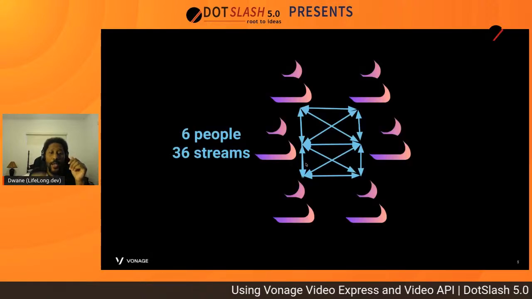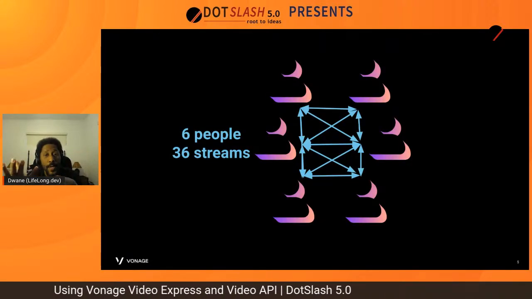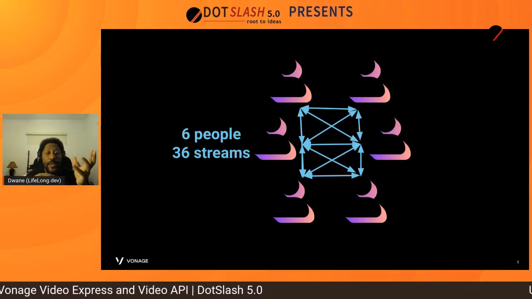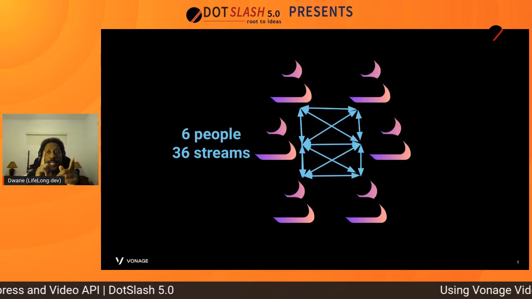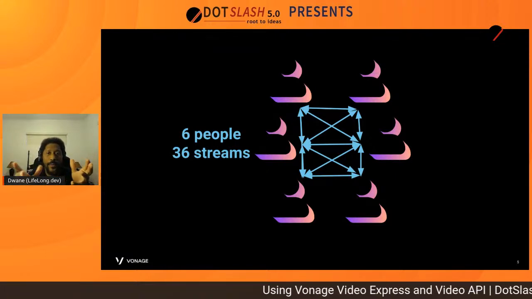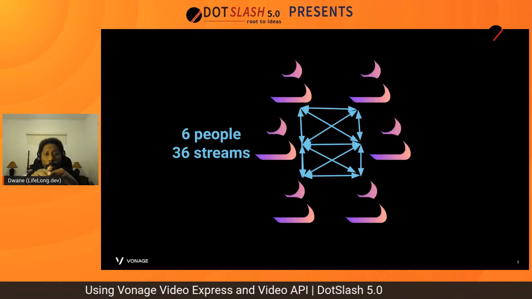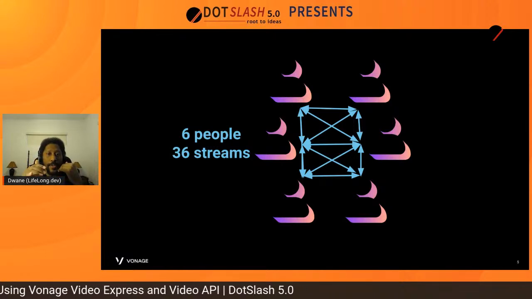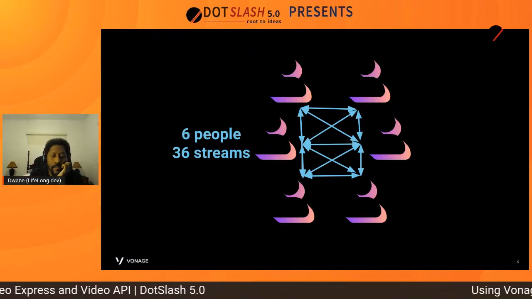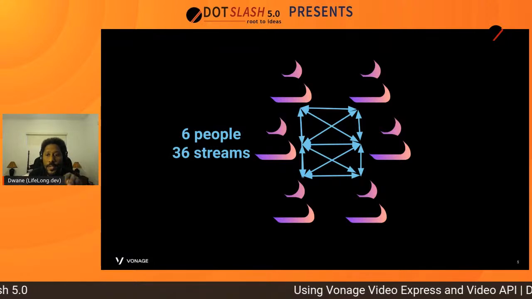Now, what happens when it gets a little bit more complex? When there are 6 people, it multiplies to 36 streams, because everyone is publishing and subscribing to each other. With the Vonage API, we help make that easier. All you have to do is publish, and you're listening for the subscribers from all the other ones. All righty. And let me know if you have any questions. Also, just feel free to let me know.